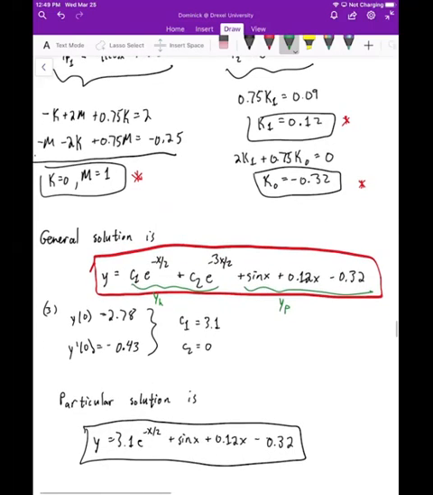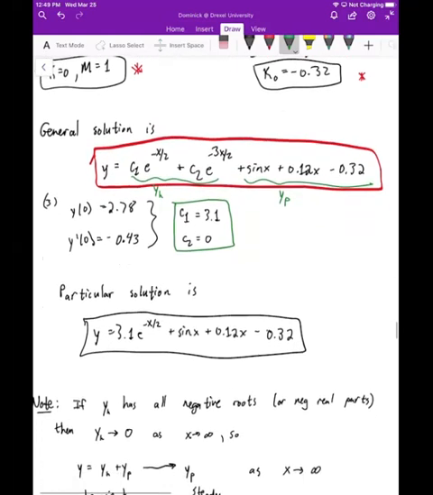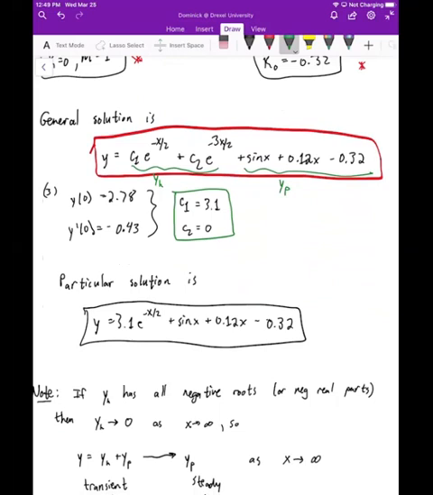Okay, so then using our initial conditions, we can get that, again, just for the sake of time, C1 is equal to 3.1 and C2 is equal to 0. So that's something that you can and should verify on your own. That's not hard to do. So you can get that the particular solution is given by this here.